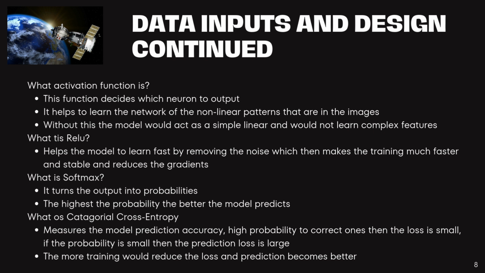So what is softmax here? Softmax turns the output into probabilities, where the highest is the best prediction the model can make. And categorical cross entropy is the loss for the prediction as well. The higher the prediction confidence, the less loss, and the lower the prediction confidence, the larger the loss. The more training reduces the loss, and the prediction becomes better.